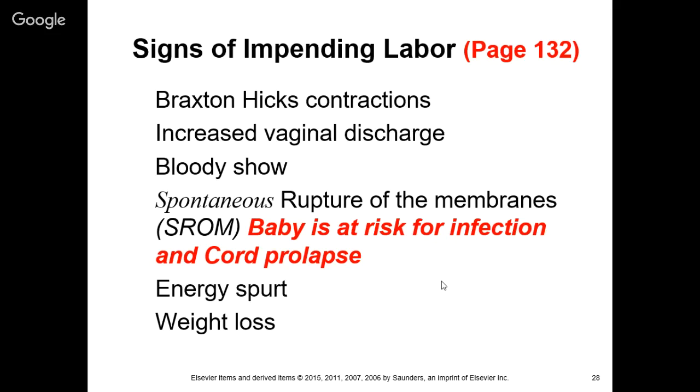Women often have an energy spurt and could have weight loss. So the energy spurt, you may have heard, is nesting. Women have this instinct to get everything ready, and it creates this surge of energy.